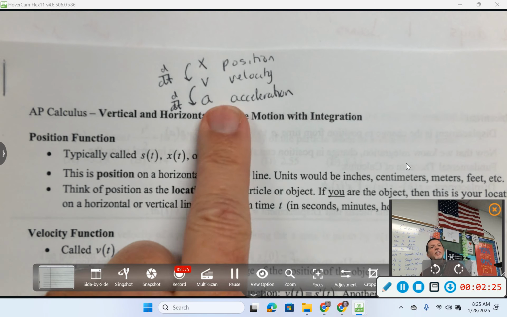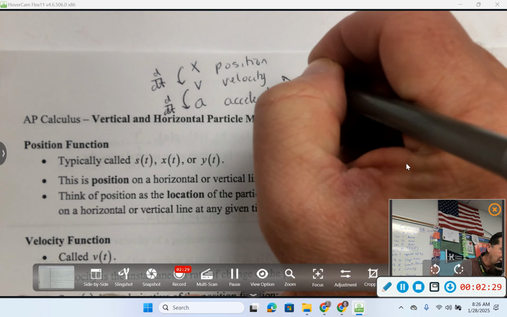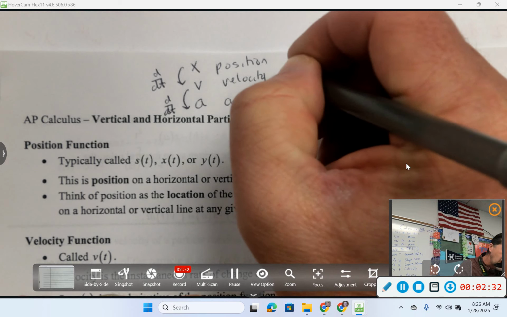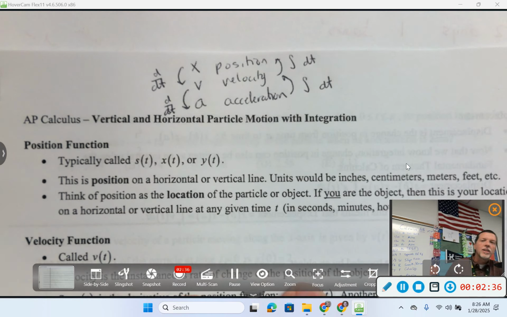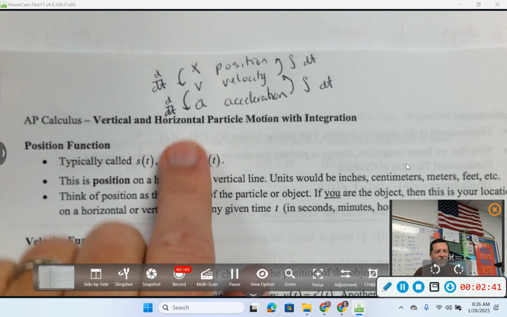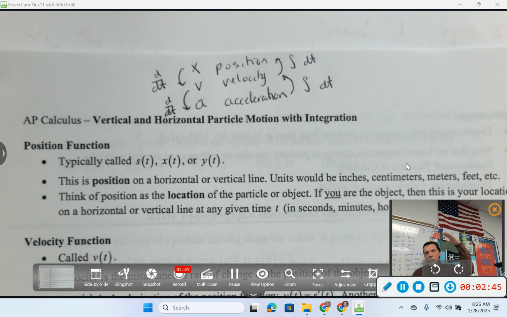How about going the other way? How do you get from acceleration to velocity? You take an antiderivative. And to get from velocity to position, an antiderivative. So we've done the left-hand side of this before. We had a unit on using derivatives to get from position to velocity to acceleration. We're still going to need that, but in this unit we're going to add going backwards. Given acceleration, back up to velocity, back up to position.